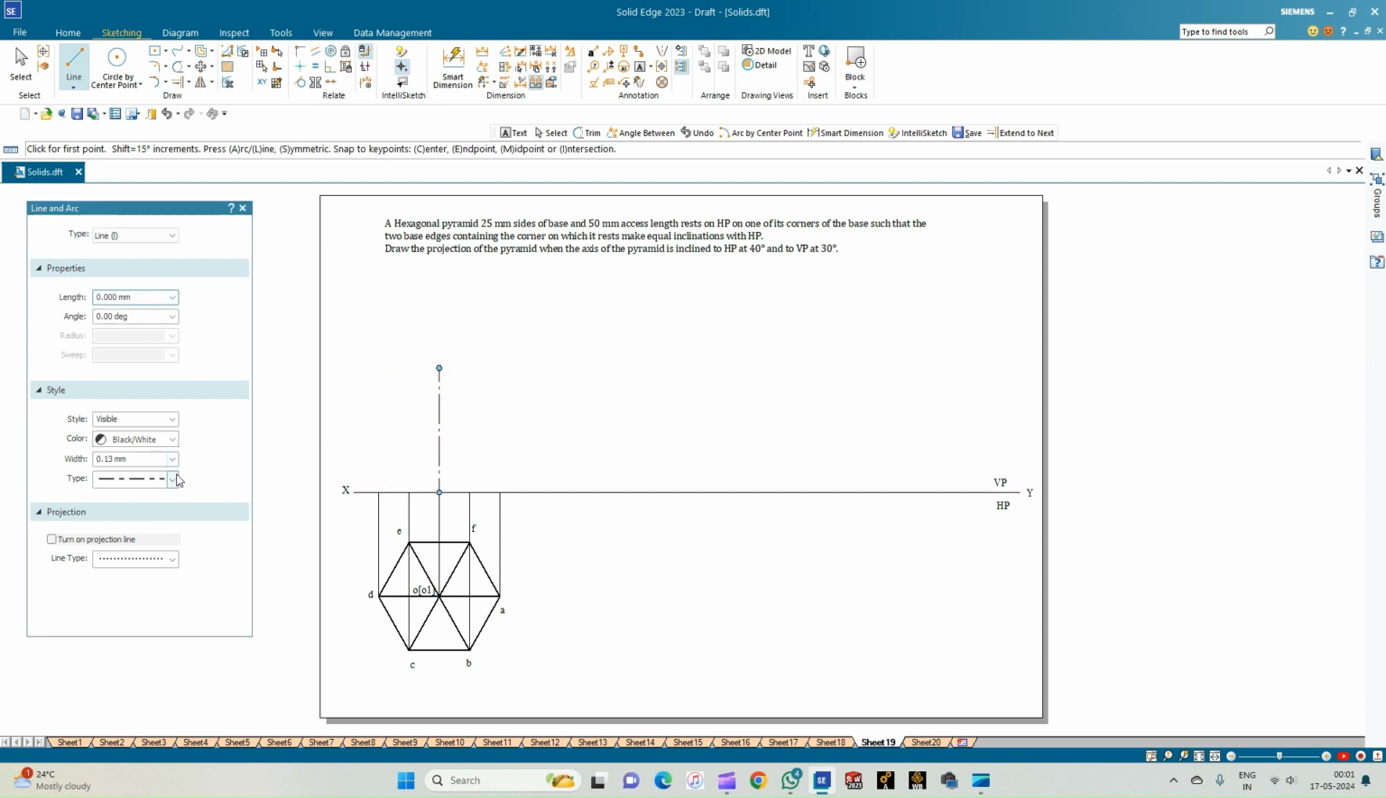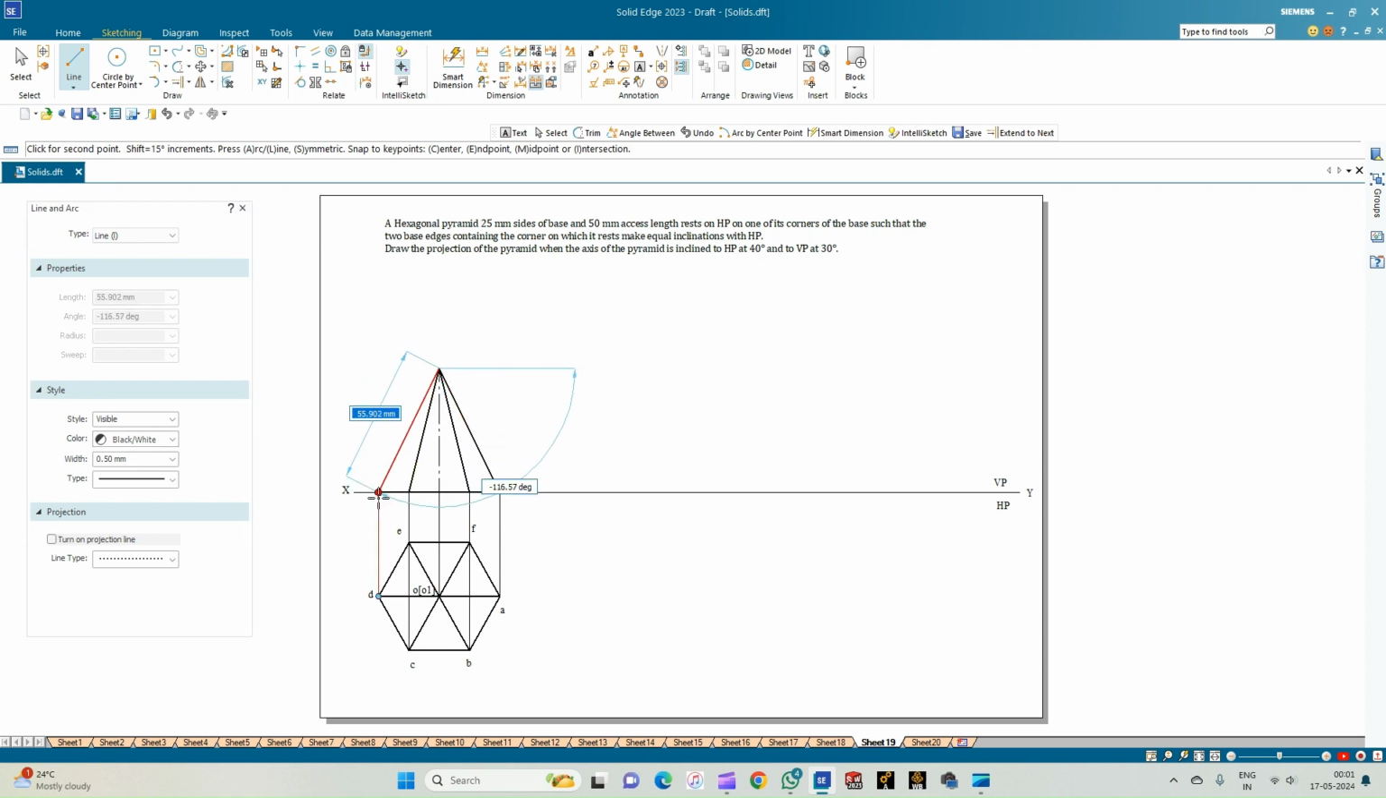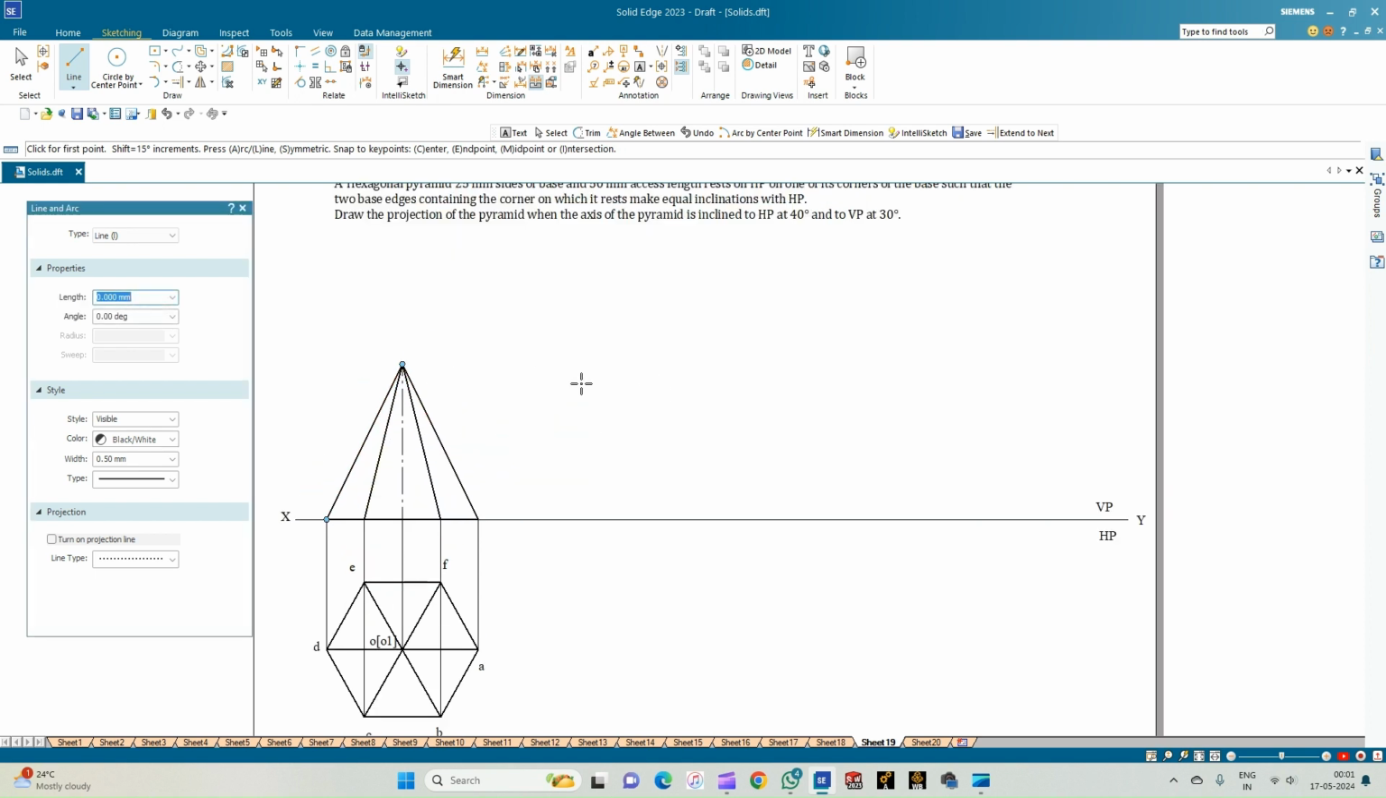So now we shall construct the base of the pyramid. So select the continuous line of thickness 0.50. Connect the endpoints of each of the vertical projections that is intersecting the XY line, and then join it to the apex of the pyramid to get the triangular faces in the front view. So this completes the front view of the pyramid.